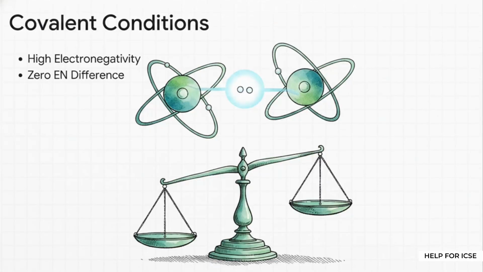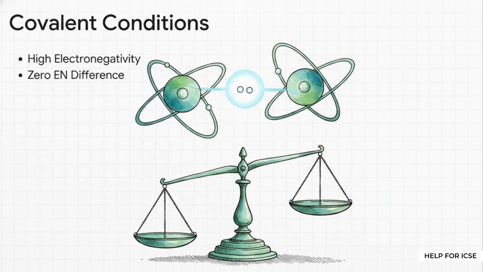Now, the conditions for this setup are the total opposite of what we just saw with ionic bonds. Covalent bonds form between atoms that both have crazy high ionization energy, meaning losing an electron would require way too much energy. Plus, they both have high electron affinity.